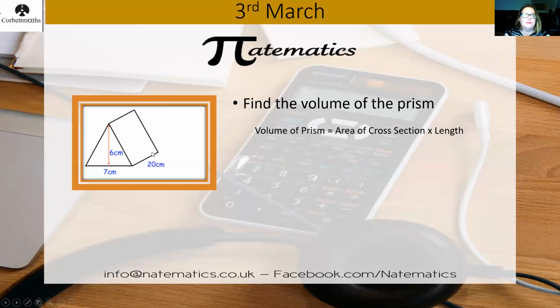So here, what is our cross-section? Well, cross-sections are going to be things like a triangle, a square, a rectangle, maybe a circle. Sometimes you get trapeziums as well. So we know it's a triangle.